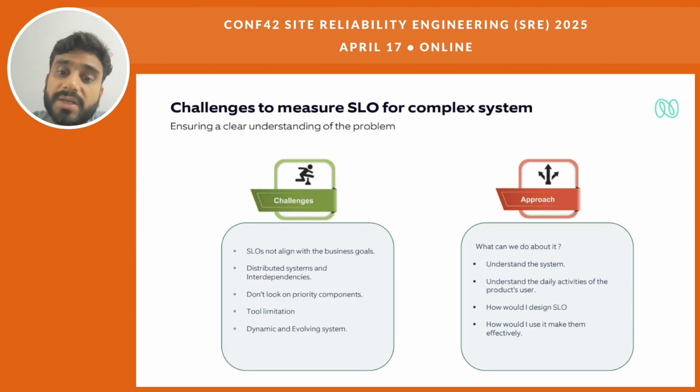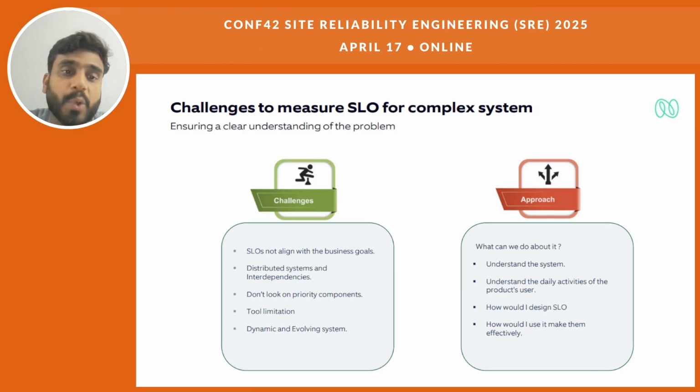First, we need to understand the system correctly: what the particular system is, what the different services in the system are, and what the user is doing in their day-to-day activity. So the critical user journeys also need to be understood. Then we can go to the design part: how we can design and define SLOs for the critical services, and then we can set metrics for that. And then at the end, of course, how we can use it effectively. That is one approach, and accordingly we can move on and try to solve these complex issues.